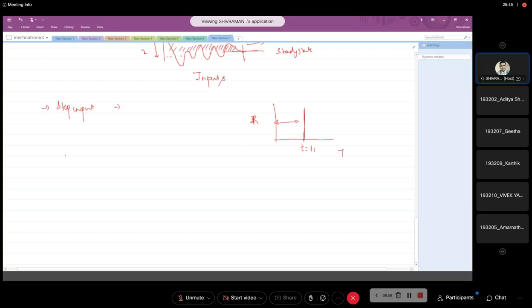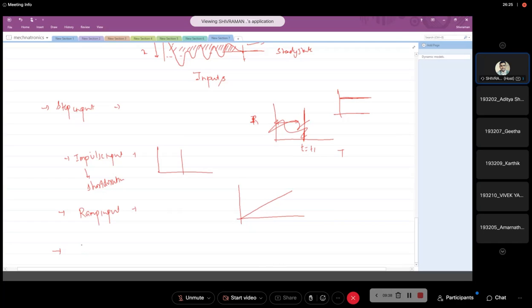So it will remain constant, which should be like this. Then you have an impulse input. As the name suggests, impulse means for a short duration of time, so you will add an input for a shorter duration of time. Then you have a ramp input, where the input is steadily increasing. So this is your impulse input and this is your ramp input, which is steadily increasing with the course of time.